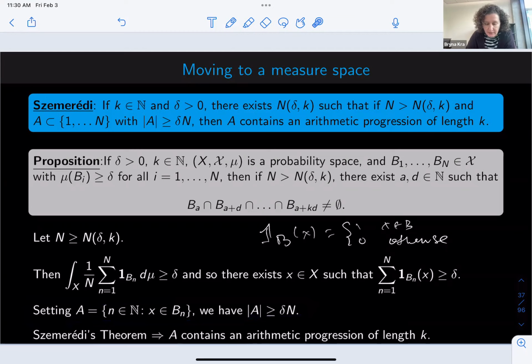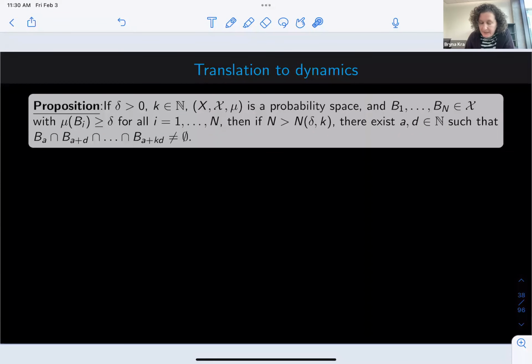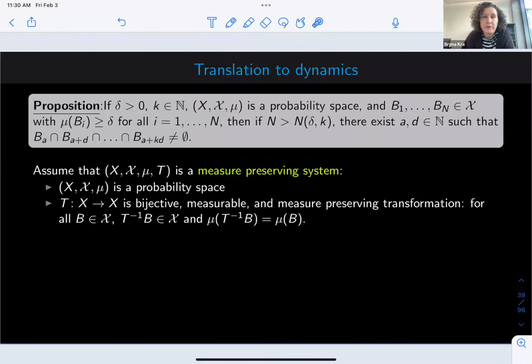So you apply Szemerédi's theorem in this finite version, and you get that A contains an arithmetic progression of length K, which exactly gives us this statement. That's the arithmetic progression. Now, that's a pure statement in a measure space, and we used obviously a really powerful tool, Szemerédi's theorem, to prove it. Okay, but what if I apply it in a measure preserving system?